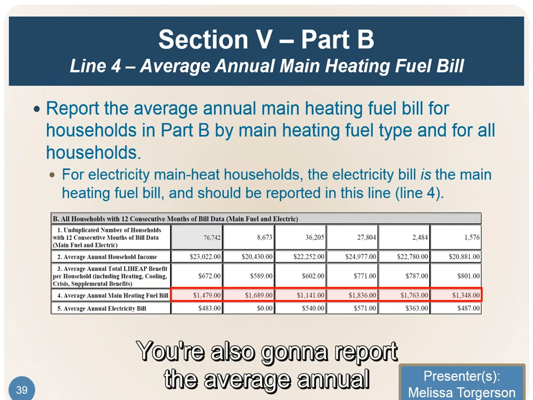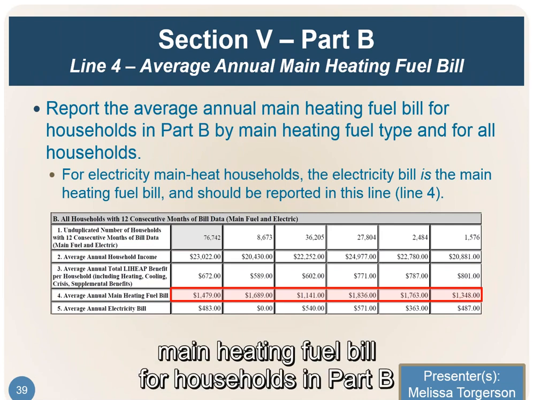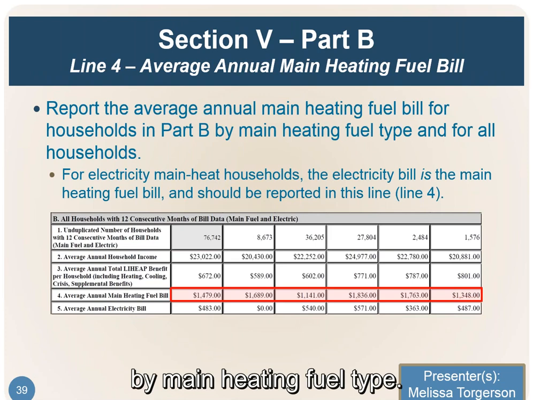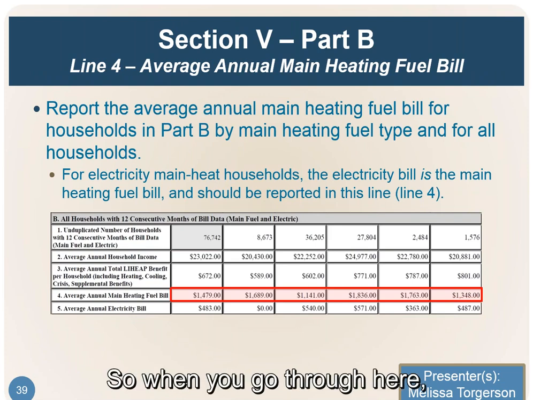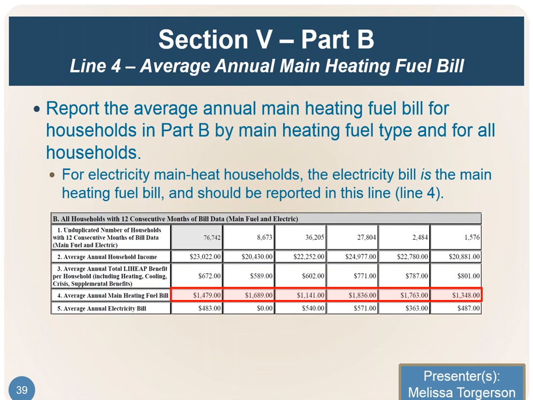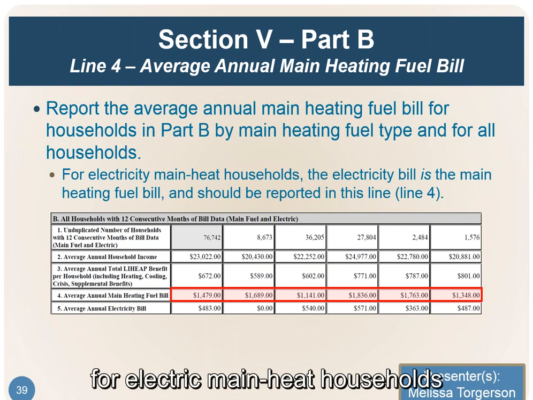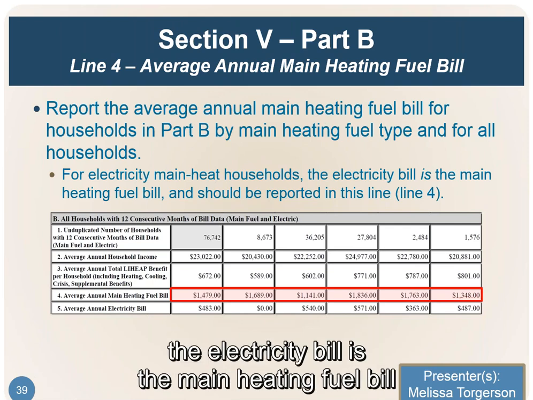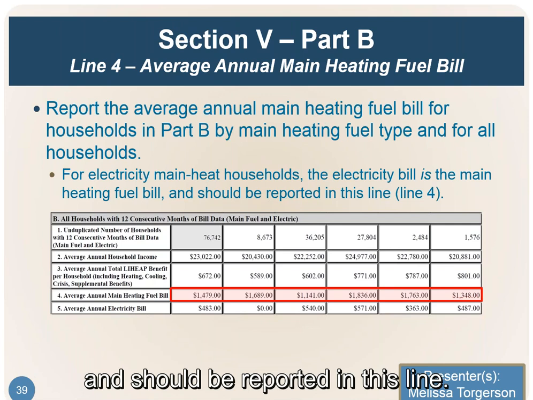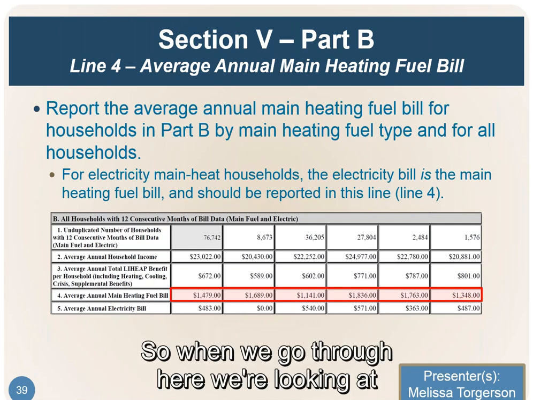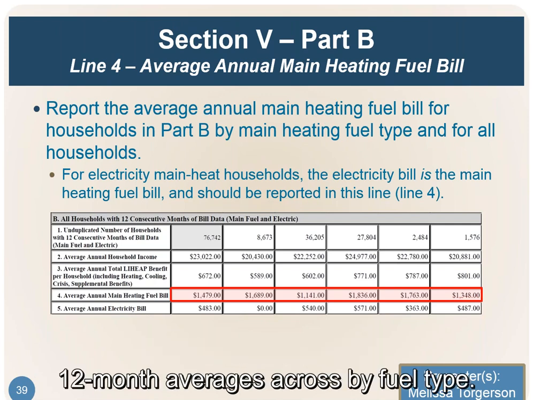You're also going to report the average annual main heating fuel bill for households in Part B by main heating fuel type. So when you go through here, for electric main heat households, the electricity bill is the main heating fuel bill and should be reported in this line. So when we go through here, we're looking at 12-month averages by fuel type.